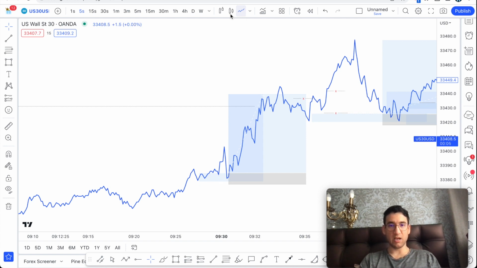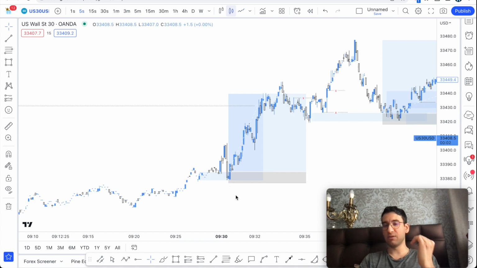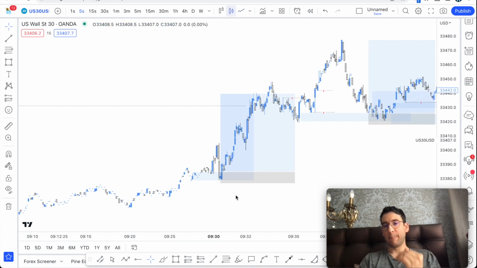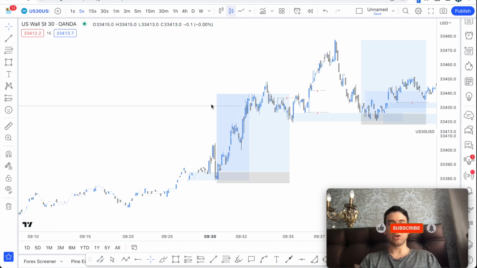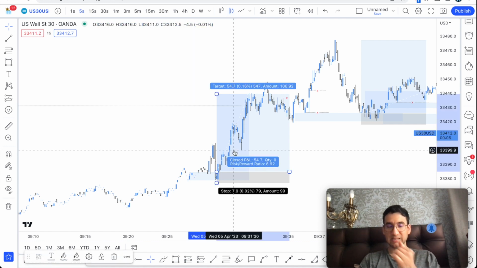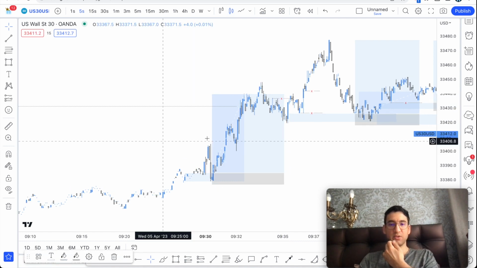You can see I had my zone dropped a bit here just to give the market some room to breathe, so price doesn't take me out, right? And then as soon as price showed us a bullish candle, we entered there as soon as we could, and then we targeted this high where this inducement area was.